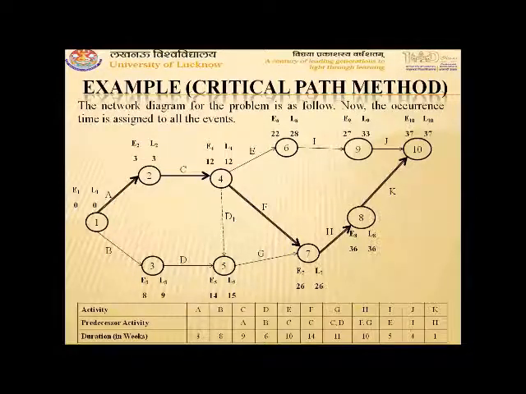So after obtaining the critical path as A, C, F, H, K, now we calculate the different floats.